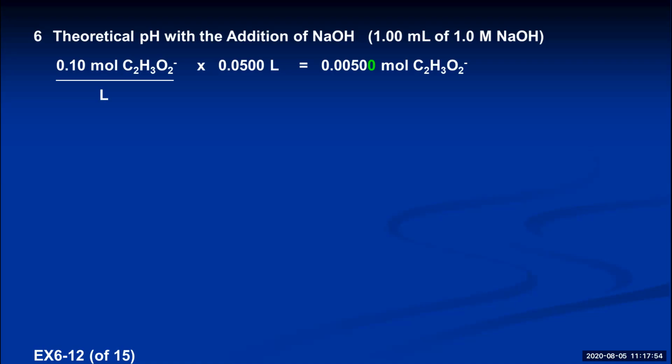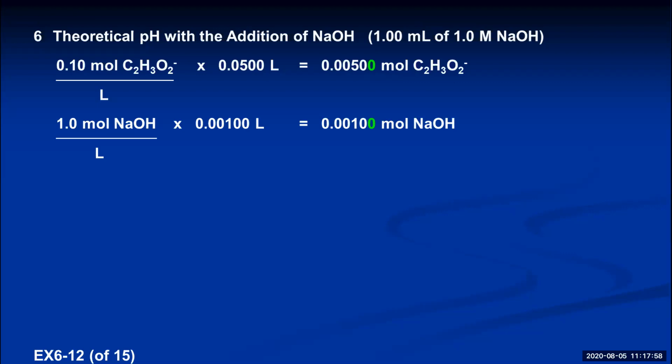And now we'll calculate the moles of the sodium hydroxide by multiplying molarity times volume. That turns out to be 0.0010 moles of sodium hydroxide, which dissociates completely in water. So therefore, it's going to be 0.0010 moles of hydroxide ions. That's a strong base. What do you need to react away a strong base?